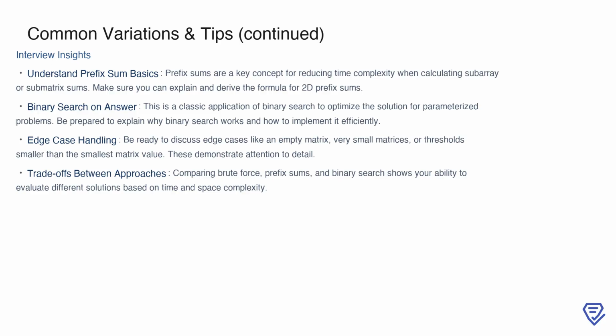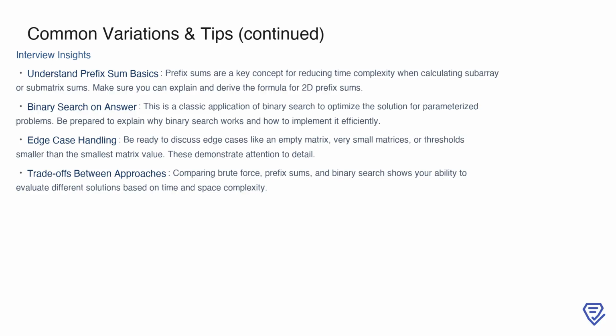To perform well in interviews, it's essential to master several key concepts and strategies related to this problem. First, ensure you have a solid understanding of prefix sums. They are fundamental for reducing the time complexity when calculating sums of subarrays or submatrices. Being able to clearly explain and derive the 2D prefix sum formula demonstrates strong foundational knowledge. Another important concept is binary search on the answer. This problem exemplifies how binary search can be applied to parameterized optimization problems, and you should be prepared to articulate why it works and how to implement it efficiently.